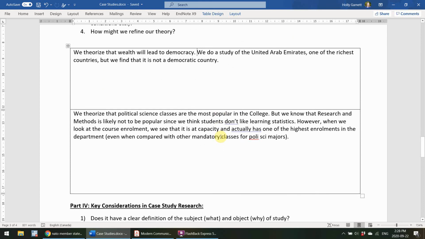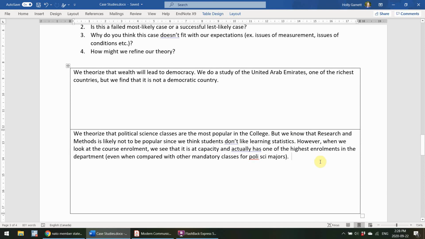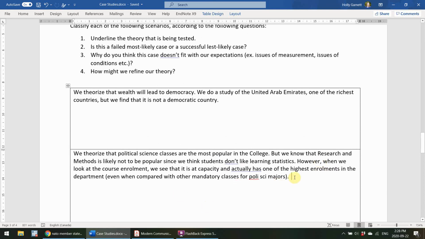All right, next one, bear with me. I came up with this because I spent way too much time trying to think of an example. Yeah, so this is not the best example, but we're going to go with it today. All right. So we theorize that political science classes are the most popular in the college. I mean, the Royal Military College.